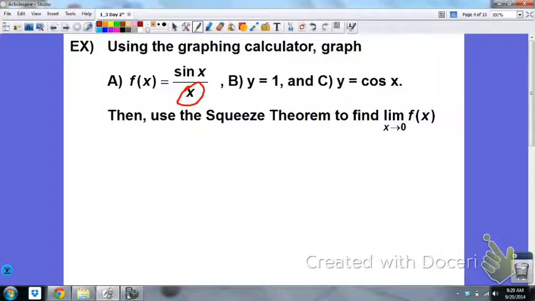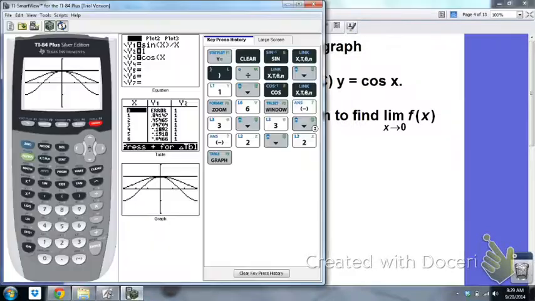which we know can't happen. So let's take a look at our graph. Looking at our graph, you'll see that all of our functions pretty much meet at the same point. Okay? And our f of x function is between our two other functions, which are y equals 1 and y equals cosine x. Therefore, we can come to the conclusion that if the limit of the other two functions are the same, the third will also be the same, which is 1.